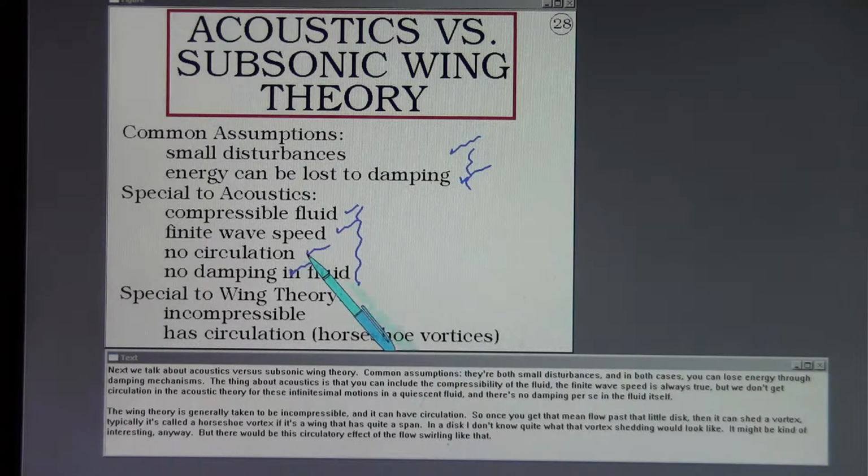The wing theory is generally taken to be incompressible, and it can have circulations. Once you get that mean flow past that little disk, then it can shed a vortex, typically called a horseshoe vortex if it's a wing that has quite a span. In a disk, I don't know quite what that vortex shedding would look like. It might be kind of interesting anyway, but there would be this circulatory effect of the flow swirling like that.